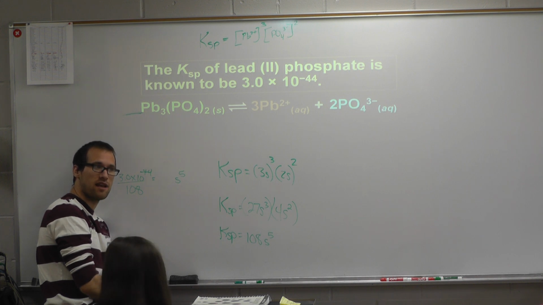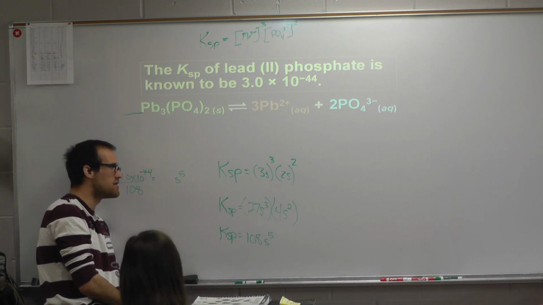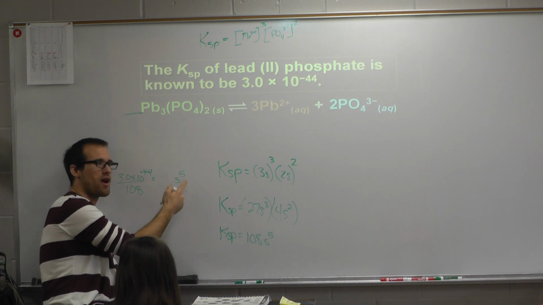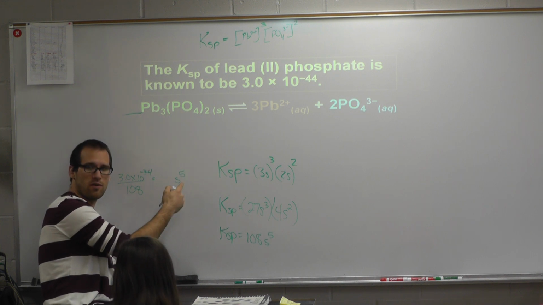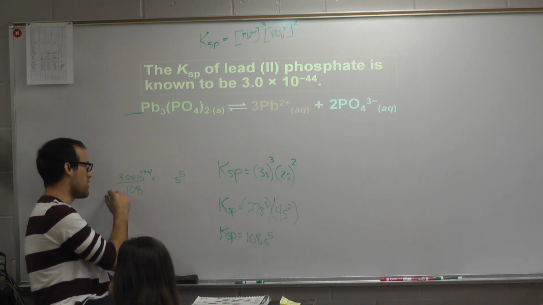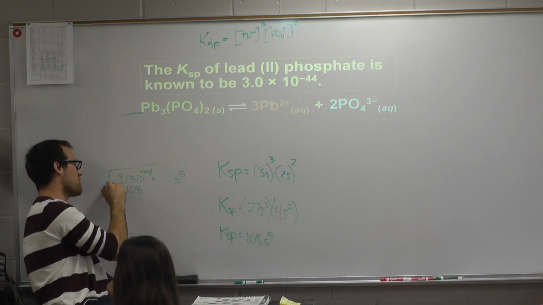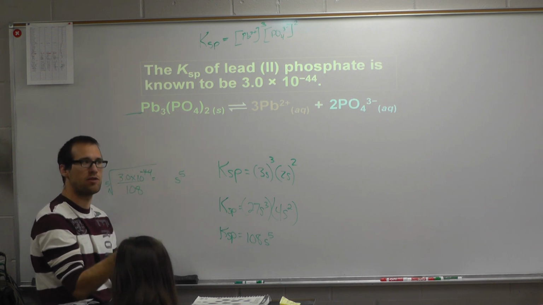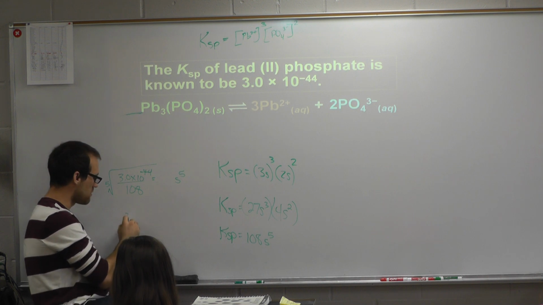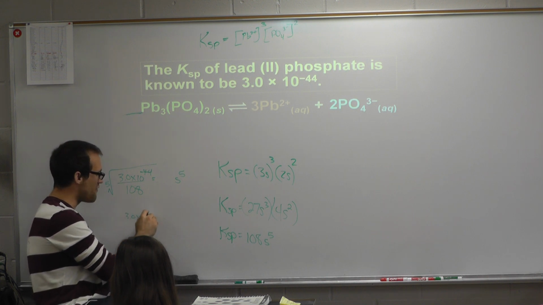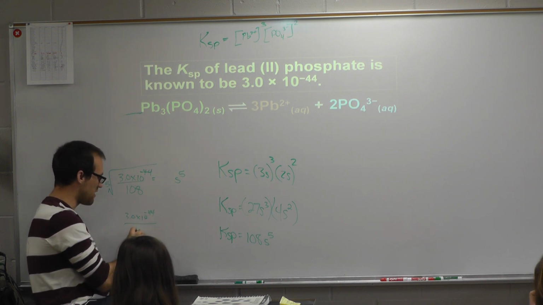Depending upon your calculator, there are 2 ways to do this. What do I do if it were squared? You do the square root. If it's to the 5th power, you do the 5th root. Here's another way to do the 5th root if you do not have the 5th root function in your calculator.